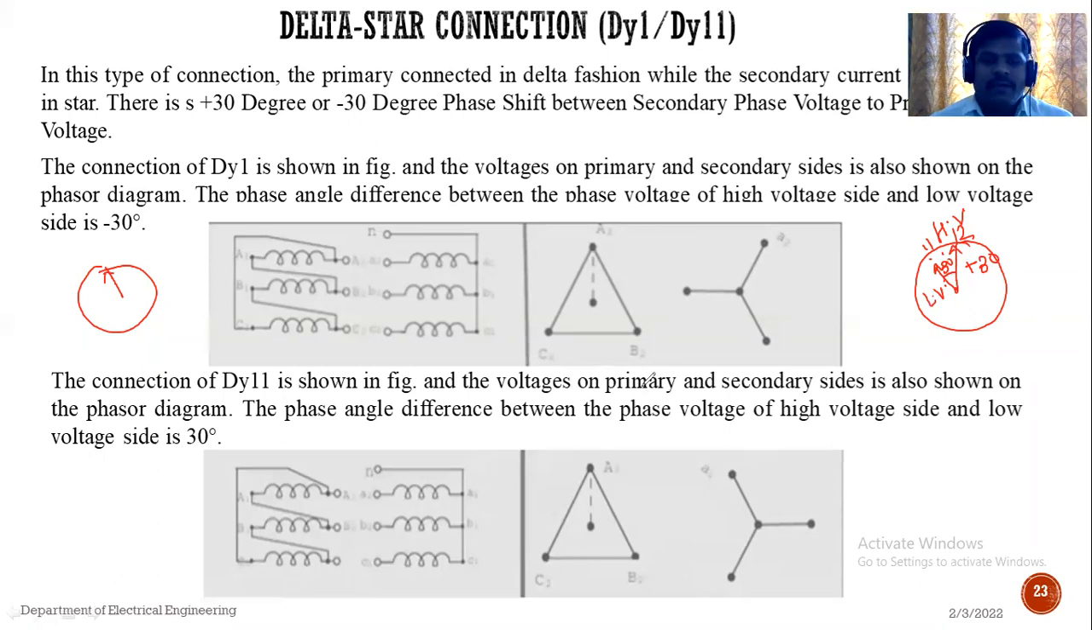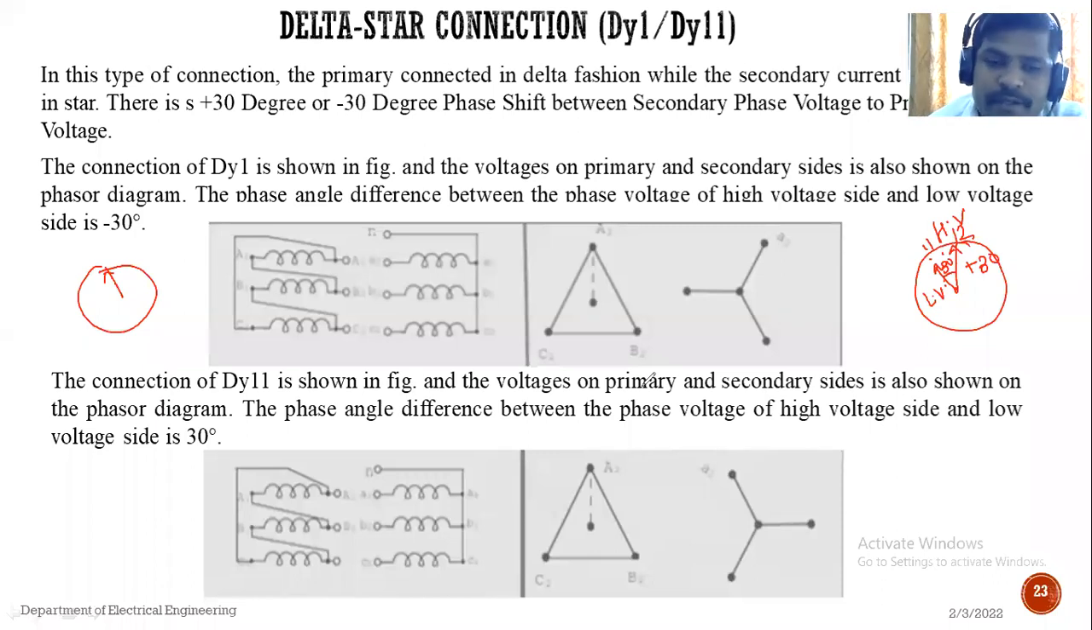Delta star 11: the primary can be connected in delta, the secondary can be connected in star, and also the phasor diagram can be drawn. So the phase voltage on the secondary side leads the phase voltage on the primary side, or the phase voltage on the LV winding and the phase voltage on the HV winding have a plus 30 degree phase displacement. That is, the LV winding leads the HV winding by an angle of 30 degrees.